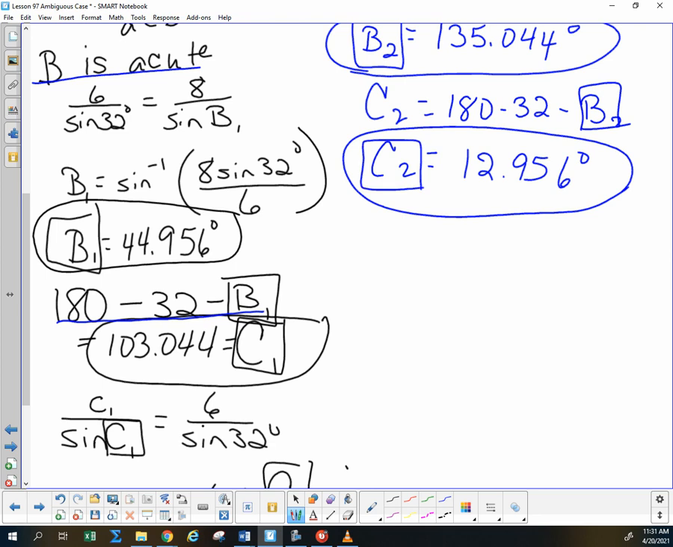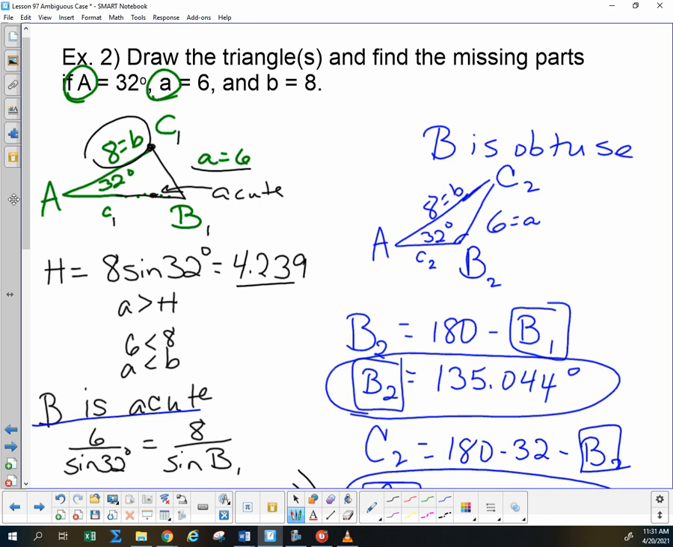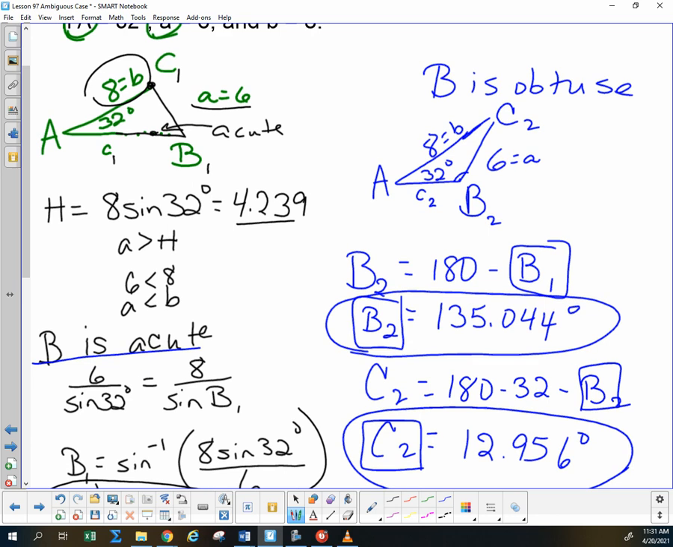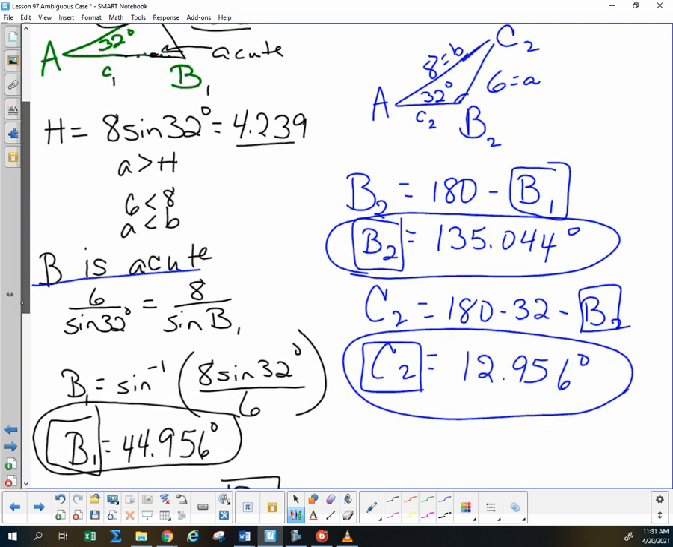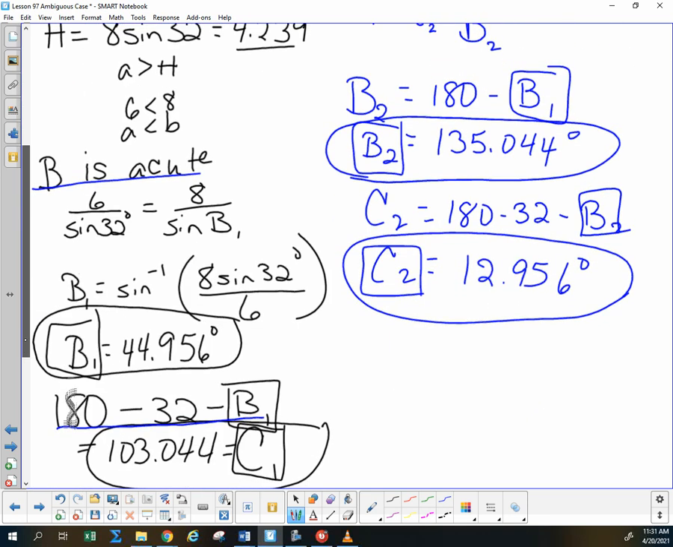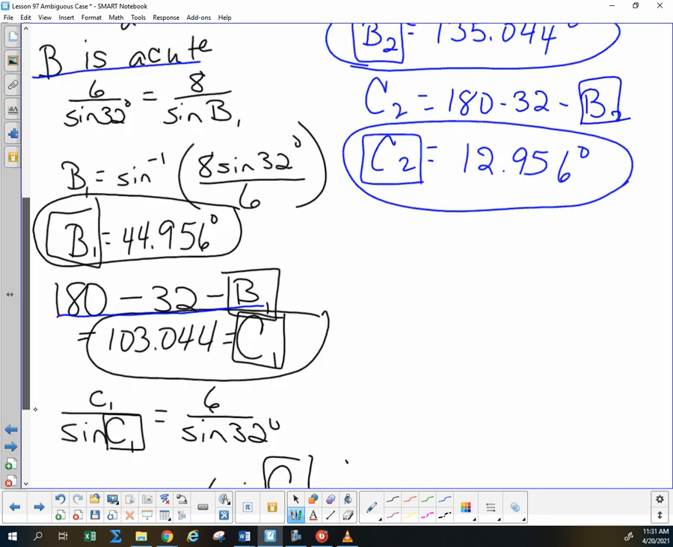And let's look at our picture so far and see if this makes sense on our angles. When it was acute out here, our angle B was about 45 degrees. Up at the top, we had 103 degrees. When instead we bent that side that was 6 long inward, does it make sense that we now have a much smaller angle up here at C?